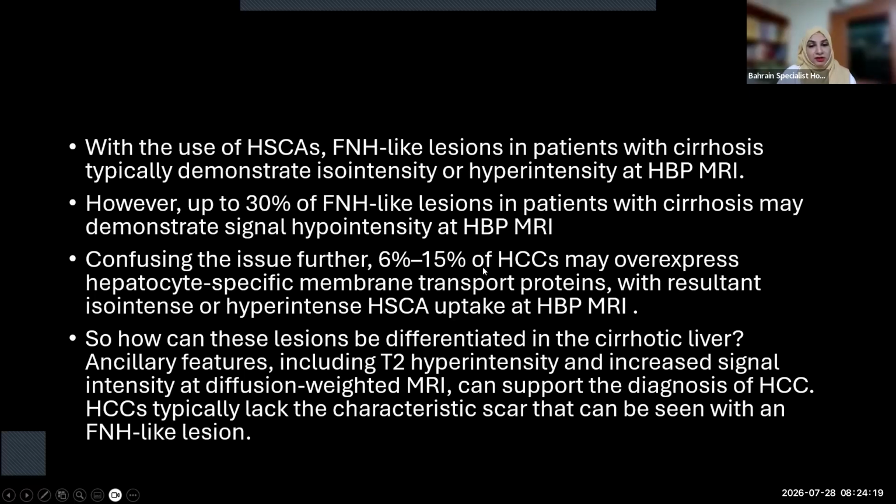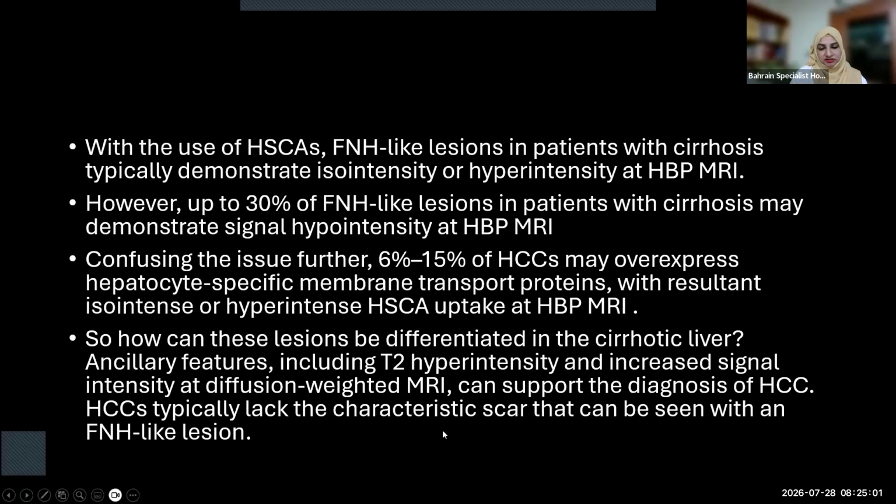Further confusing the issue, about 6 to 15% of hepatocellular carcinomas may overexpress hepatocyte-specific membrane transport protein, which is responsible for carrying this contrast inside the cells, and may light up on the hepatobiliary phase. So a fraction of FNH may behave like HCC, and a fraction of HCC may behave like FNH. So we know that there are overlapping imaging features. Now in this scenario, how can we differentiate between these lesions in the cirrhotic patient? Using ancillary features, including the appearance of the lesion on T2 weighted images, diffusion weighted images, and the typical enhancement pattern, we can weigh one diagnosis over the other.